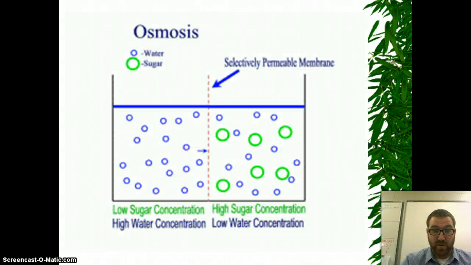If you take a look at this blurry picture here, we have an environment. We also have a selectively permeable membrane dividing our environment. We've got sugar on the right, water on the left. Take a look and think about what could happen here. And go ahead, grab 30 seconds of your own time, pause this, and just think, where is osmosis going to occur?